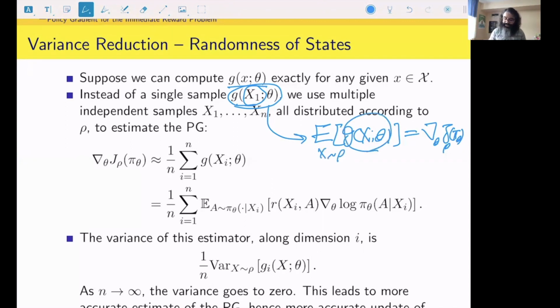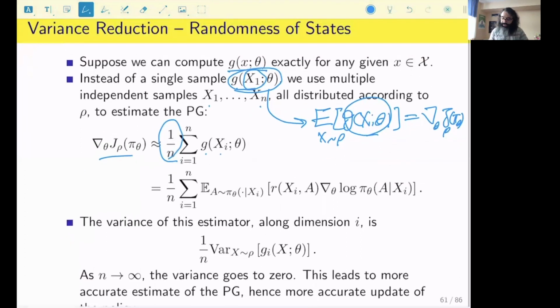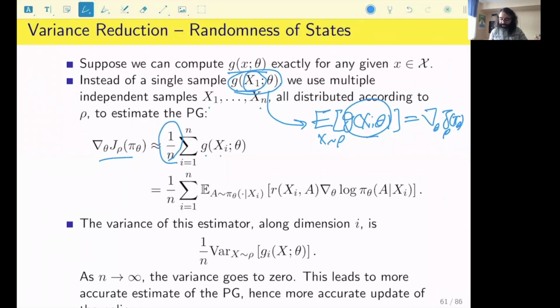A single sample version of it has some variance. A way to reduce that variance is, instead of a single sample, to use more than one. Suppose we have n independent samples x1 to xn, all coming from distribution rho. Then we can estimate the policy gradient by 1 over n times the summation of g of xi from 1 to n. The variance of this estimator along dimension i would be 1 over n of the variance of a single sample. So if n goes to infinity, this variance goes to 0.